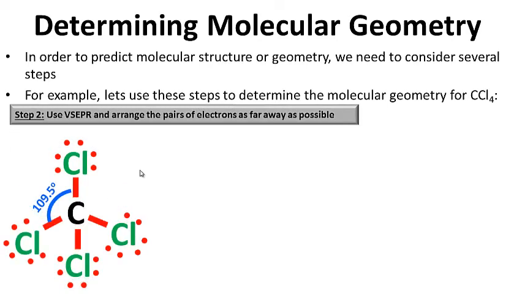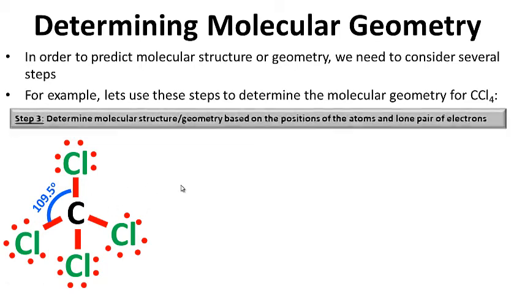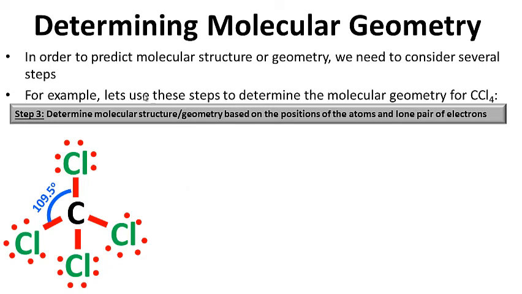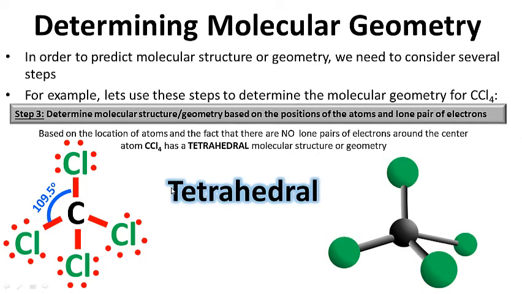Step 2, use VSEPR and arrange the pairs of electrons as far away as possible. So we want to make these bond angles more three-dimensional and arrange them as far away as possible. And step 3, based on the bond angle, the positions of the atoms, and how many atoms and lone pairs of electrons, we can determine the molecular geometry. There are no lone pairs of electrons here, so I would classify it as tetrahedral. So based on the location of atoms and the fact that there are no lone pairs of electrons around the center atom, carbon tetrachloride has a tetrahedral molecular geometry.